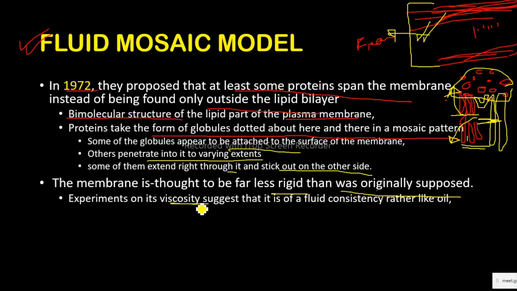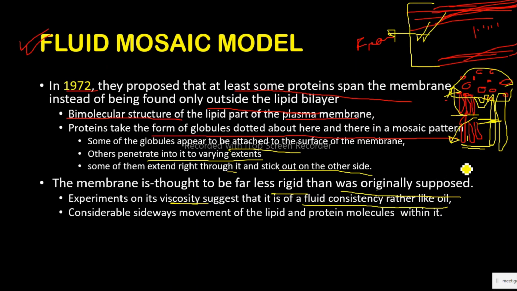Viscosity means how viscous, how fluid a membrane is, or any liquid is. It suggested that it is of fluid consistency rather like oil. The way you see oil, it's viscous, and so also this membrane is not as rigid as that. So molecules within this membrane are able to move. There is considerable sideways movement of the lipids and proteins within this membrane.